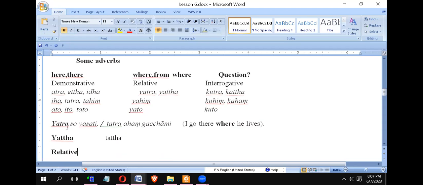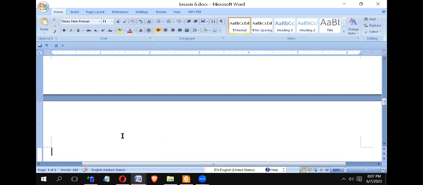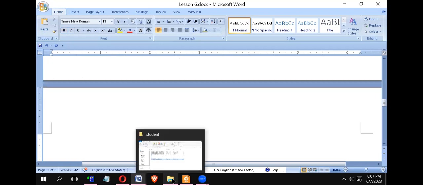So this yatra, yata is relative, under this category. And atra is under the demonstrative. Here or place. Can follow? Any question up to here? Okay. If no question, I will continue. So next sentence.